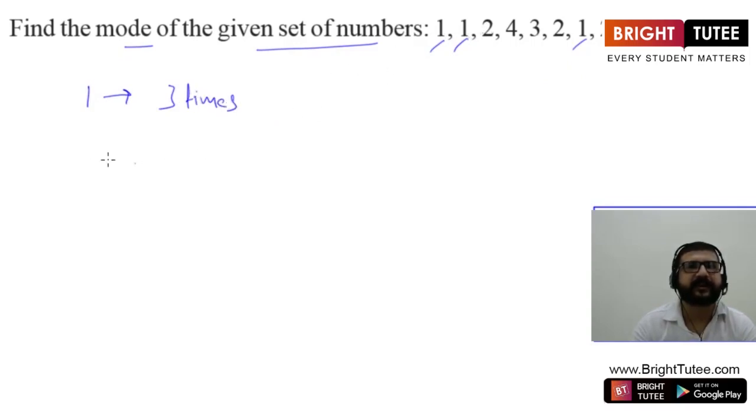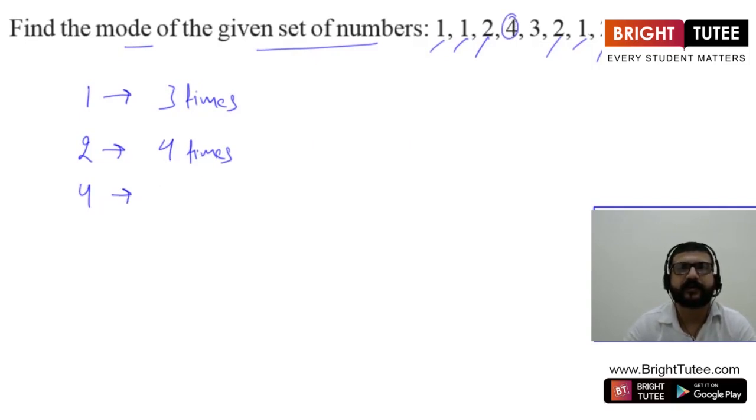And we are having one number 2. So how many times 2 is occurring? 2 is occurring 1, 2, 3 and 4. So 2 is occurring 4 times. Now let's see how many times the number 4 is occurring. 4 is occurring 1 and 2. It is occurring 2 times only. And how many times number 3 is occurring? It is occurring only 1 time.